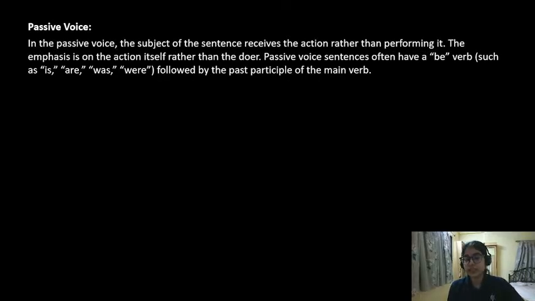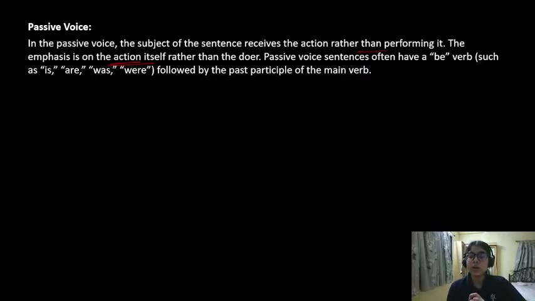So let's read the definition of passive voice. In the passive voice, the subject of the sentence receives the action rather than performing it. The emphasis is on the action itself rather than the doer. So here our main hero is sidelined. The focus is not on him.